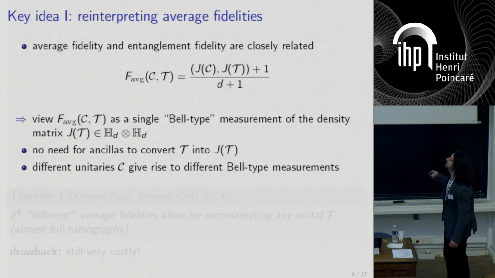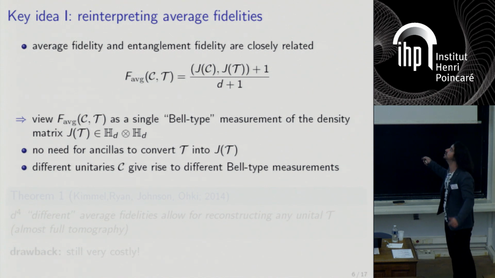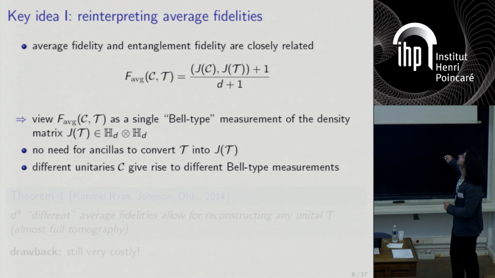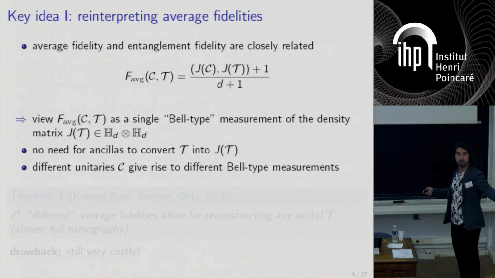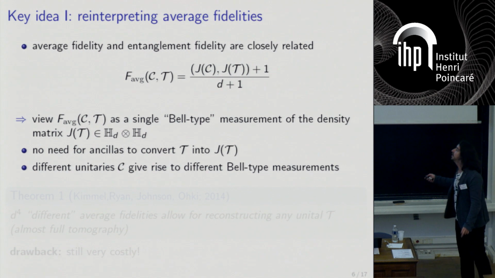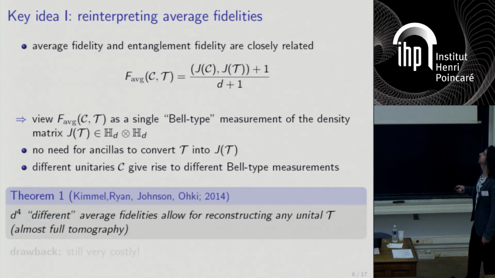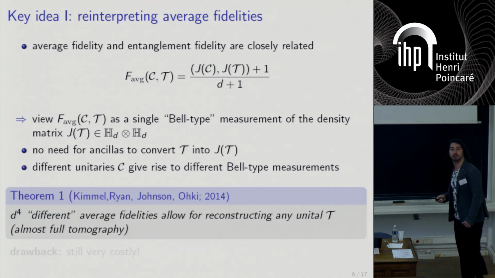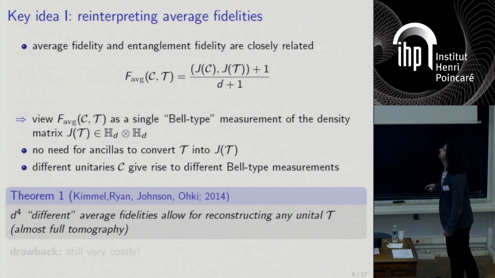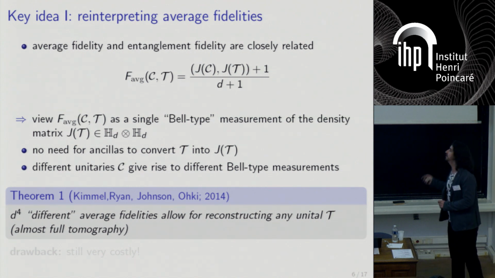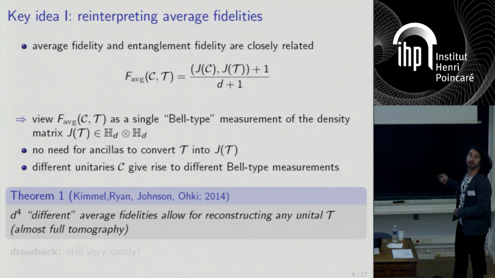And of course, if you vary the unitaries with respect to which you measure your average gate fidelity, you efficiently implement different Bell measurements. And you can do a lot of them. Every new Bell-type measurement gives you a new observation. And if you do that long enough, you can actually do process tomography. You can do state tomography on the Choi state level. And this result goes back to Shelby Kimmel and those guys in 2014, and is one of the key ideas that we want to exploit.